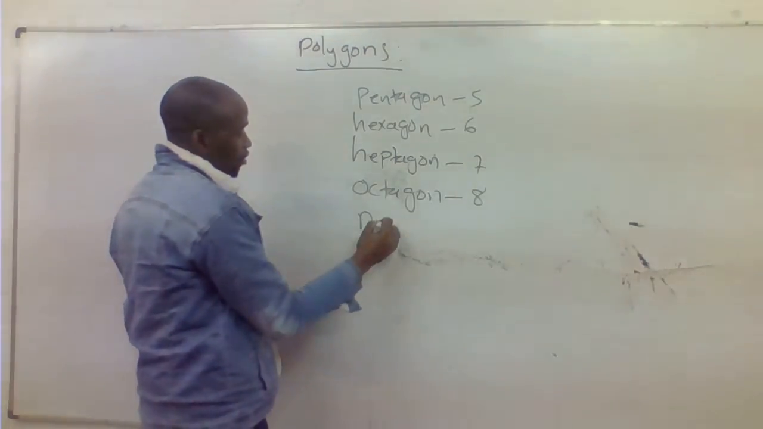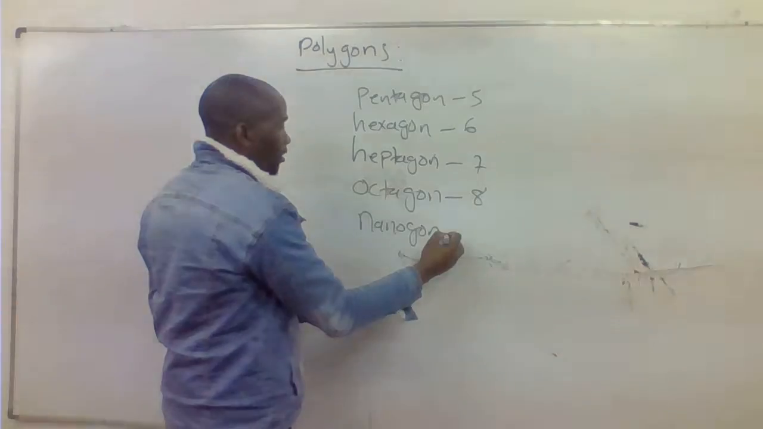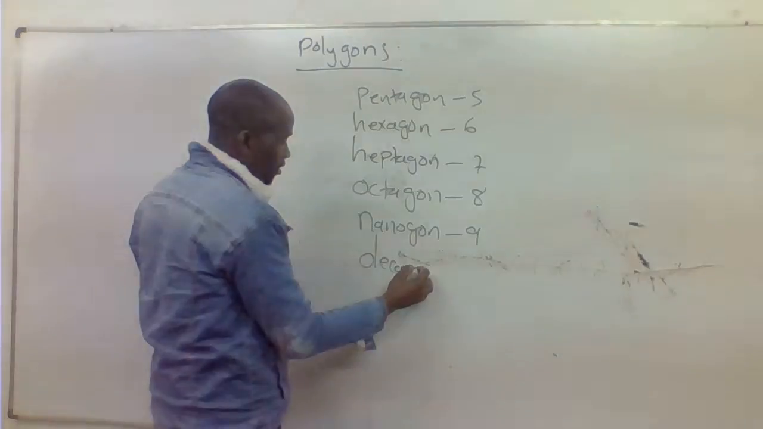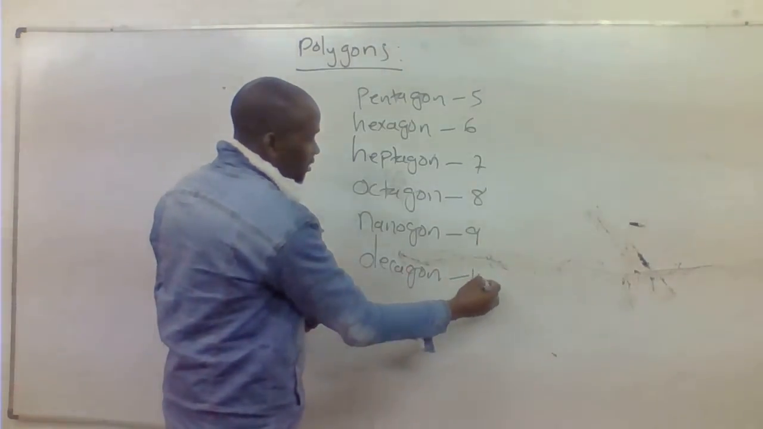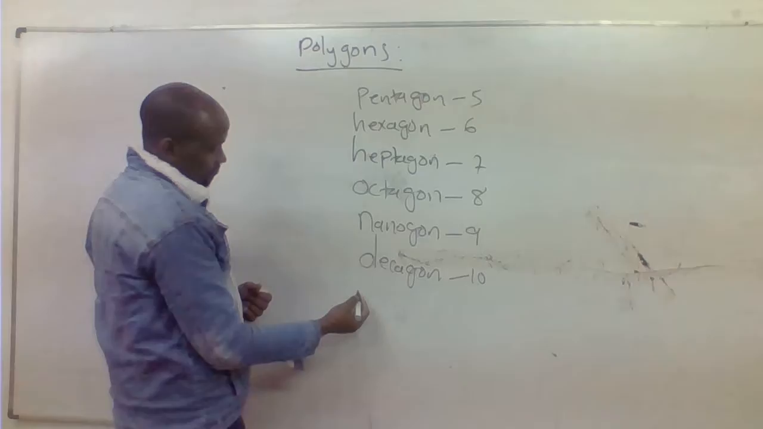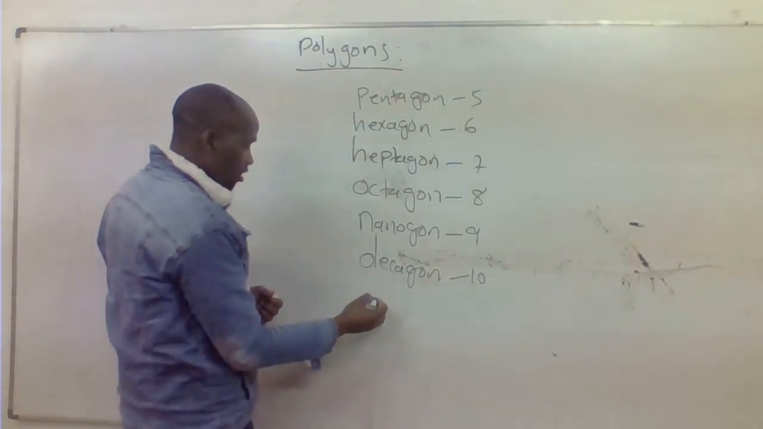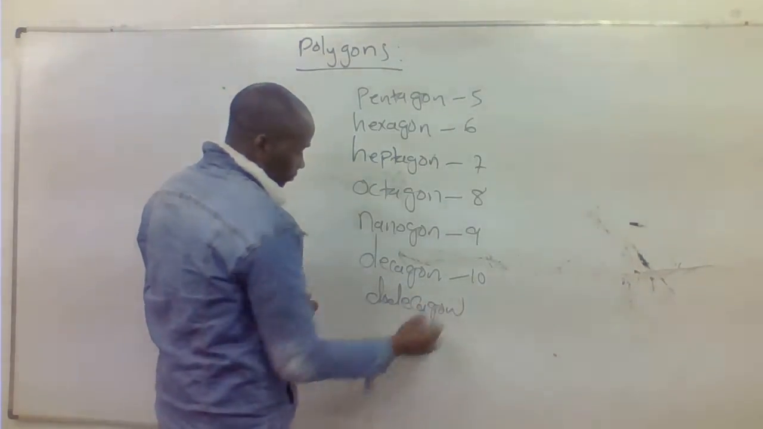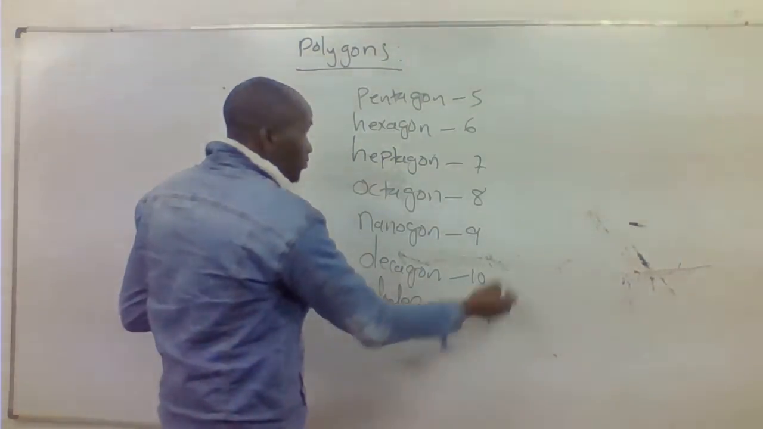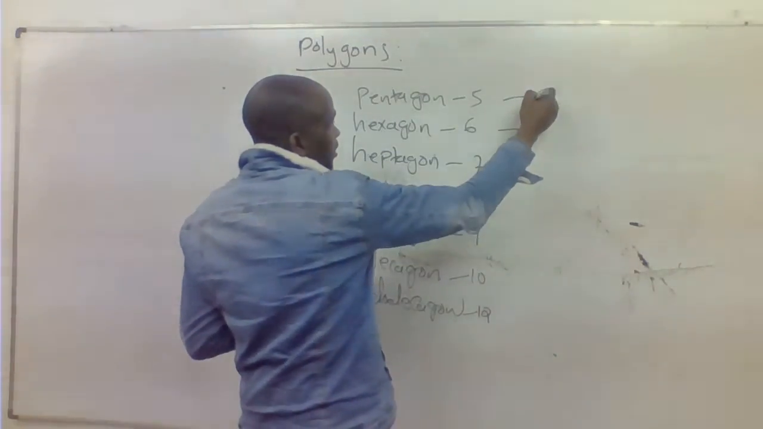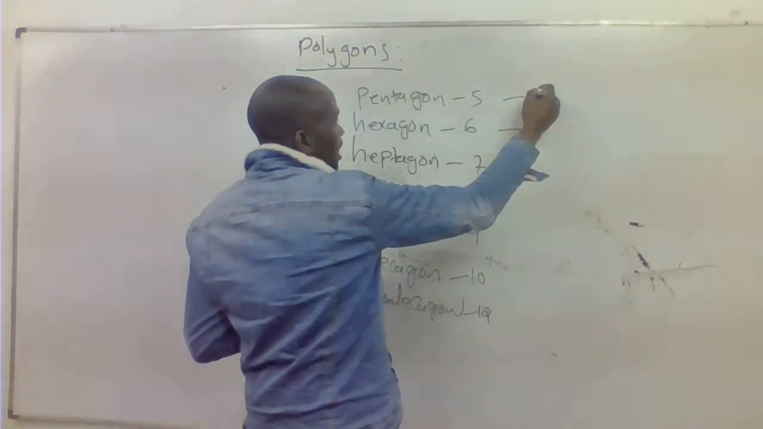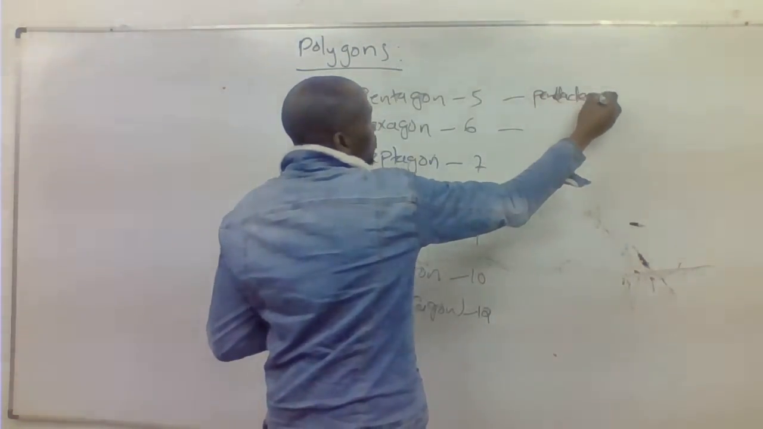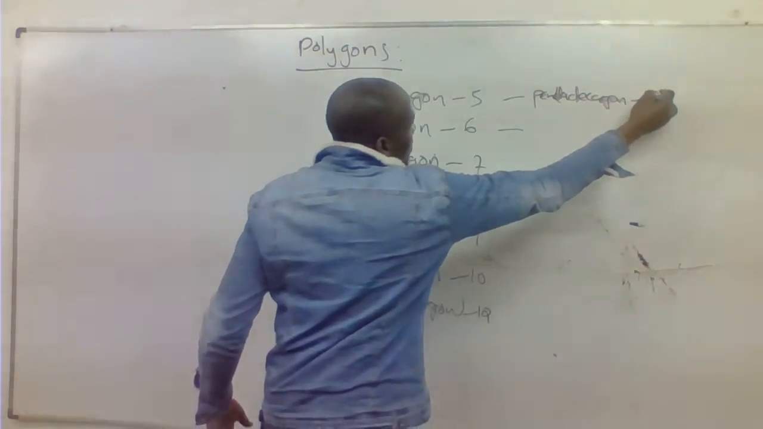We also have nonagon. This one is a nine-sided figure. We have decagon. This one is a 10-sided figure. We also have maybe like 12-sided figure. Yeah, this one is 12. We also have 15. Yeah, we have 15. This one is a 15-sided figure.